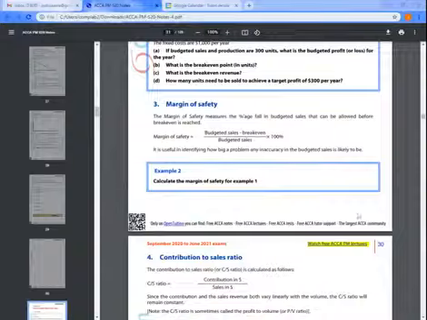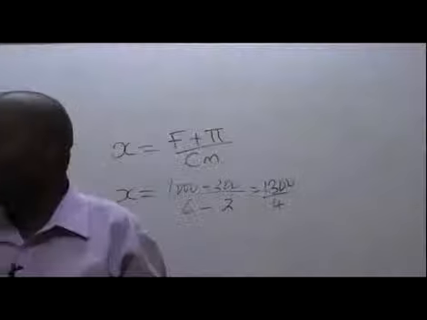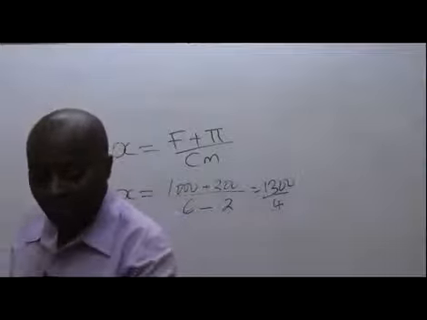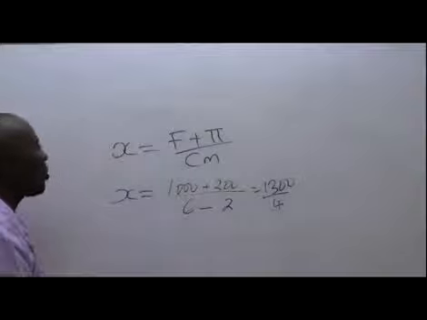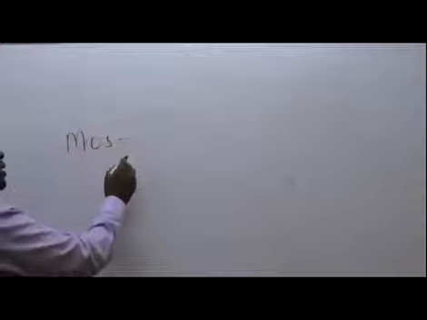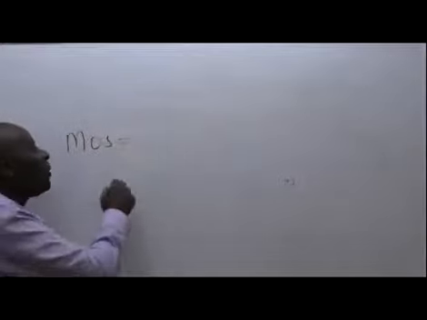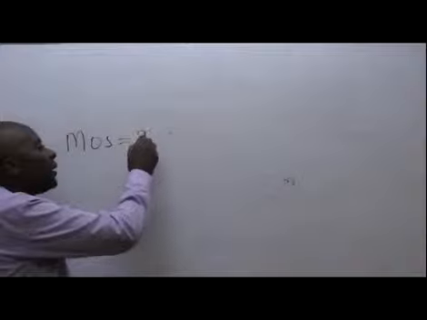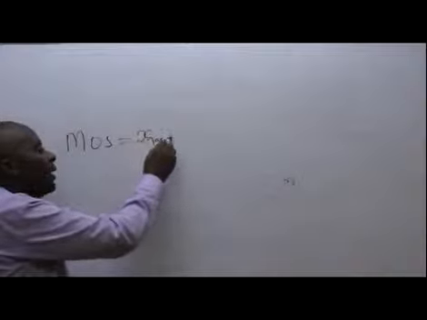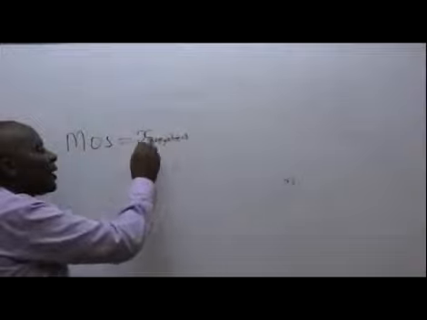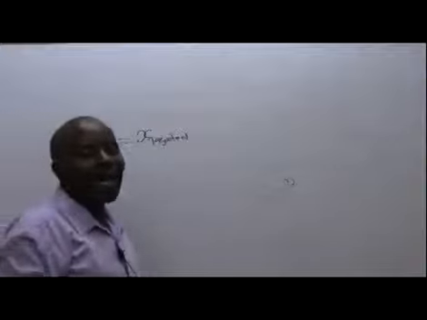So, ladies and gentlemen, if that is the case, I would want us to appreciate one point. They want us to give them the margin of safety. In this case, for margin of safety, we normally take the X targeted or budgeted. What are we targeting?